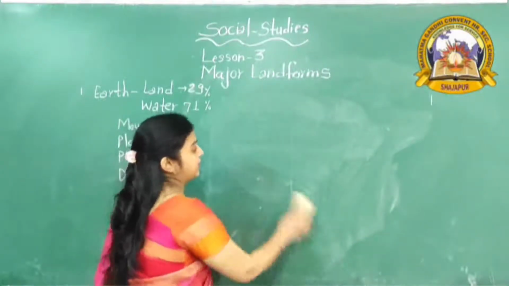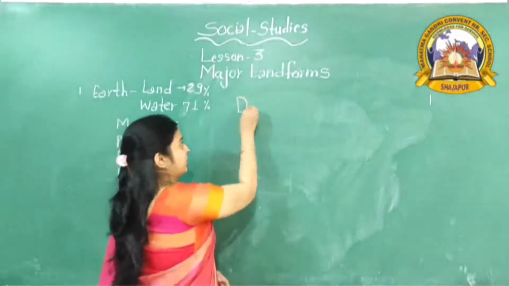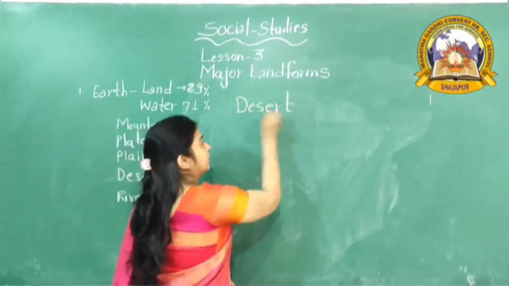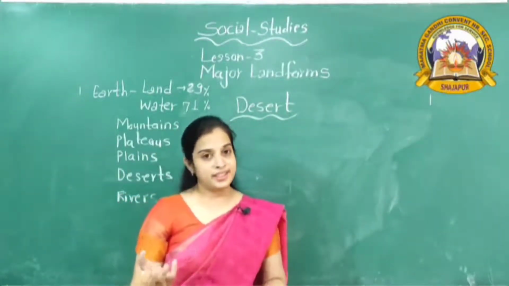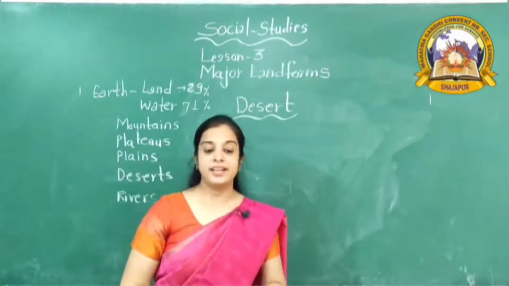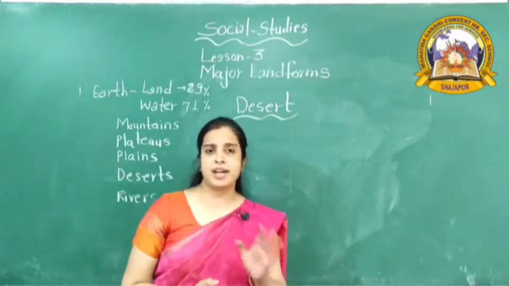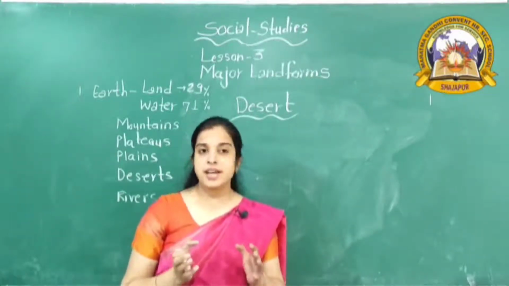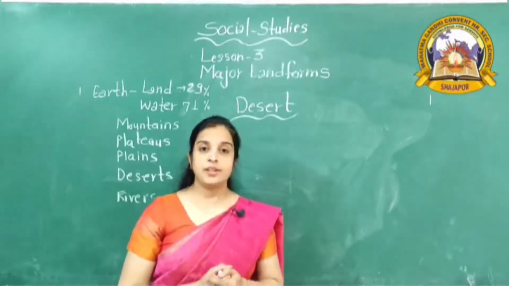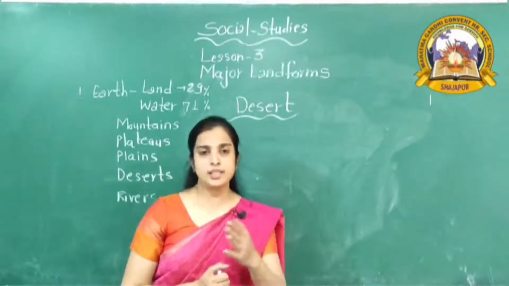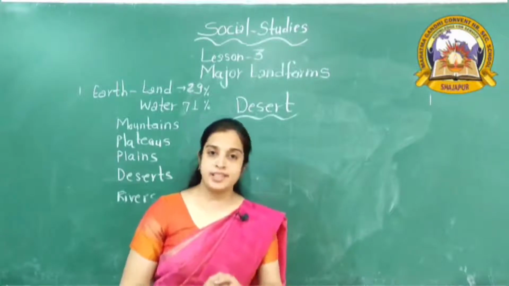Next physical feature is, next landform is desert. My dear students, desert. What are deserts? Deserts are land areas that receive very little rainfall, and these areas have dry climate. And desert has very hot days and cold nights, and frequent dust storms are very common in desert.